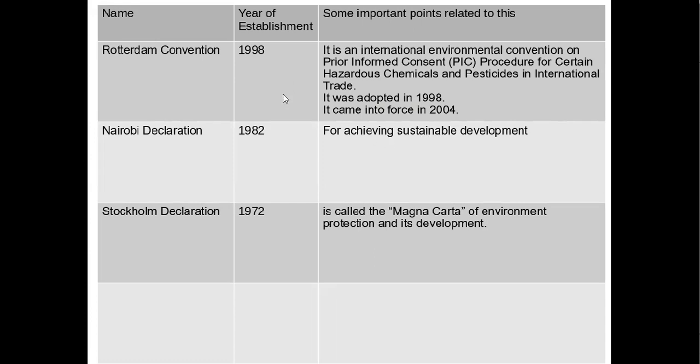Another important declaration is the Nairobi Declaration, which is for achieving sustainable development, and it was established in the year 1982. And another one is the Stockholm Declaration. First, we discussed the Stockholm Convention in 2001, and the Stockholm Declaration is from 1972. It is also called the Magna Carta of Environmental Protection and its development.